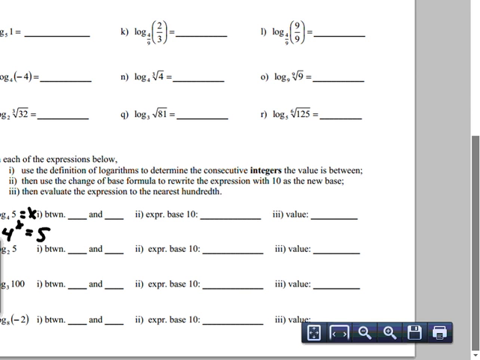What they want to know is, what's the answer between? Would you agree that 4 to the first would be too small? 4 to the second would be too big. So it's between the first and the second. So you go between 1 and 2. X must be between 1 and 2. All right, now I'm supposed to express it as base 10.